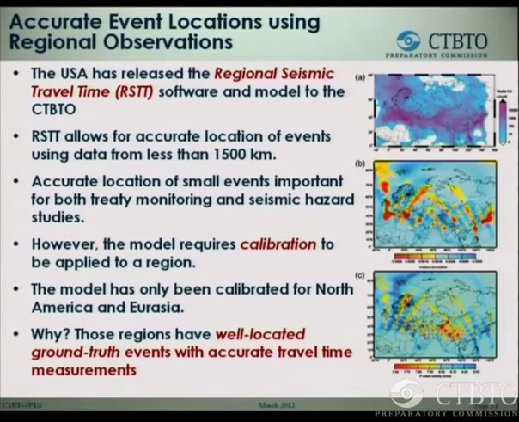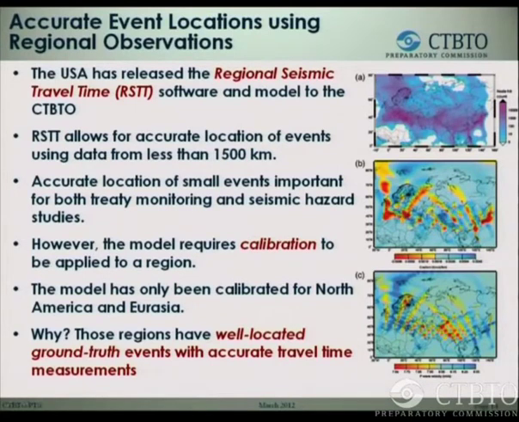Now, accurate locations depend upon detailed knowledge of the Earth's seismic wave velocity structure, and that, in general, varies in a very complicated way in all three dimensions. The RSTT, or Regional Seismic Travel Time System, provides a framework for managing those complicated three-dimensional structures necessary to accurately locate events using local observations, basically less than 100 kilometers, and integrating those with the regional observations less than 1,500 kilometers. The accurate location of small events is important both for treaty monitoring and for seismic hazard studies.